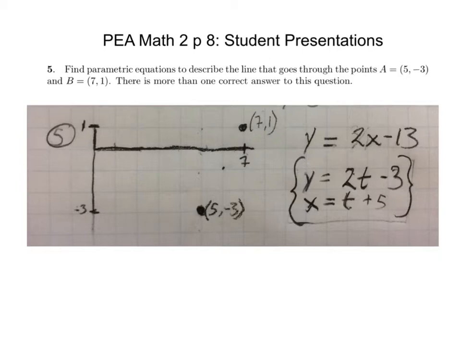How'd you get the 5 and the negative 3 at the end? We plugged in 0 for t, and then we used point A and solved for the b. Yeah. Okay. Questions there?